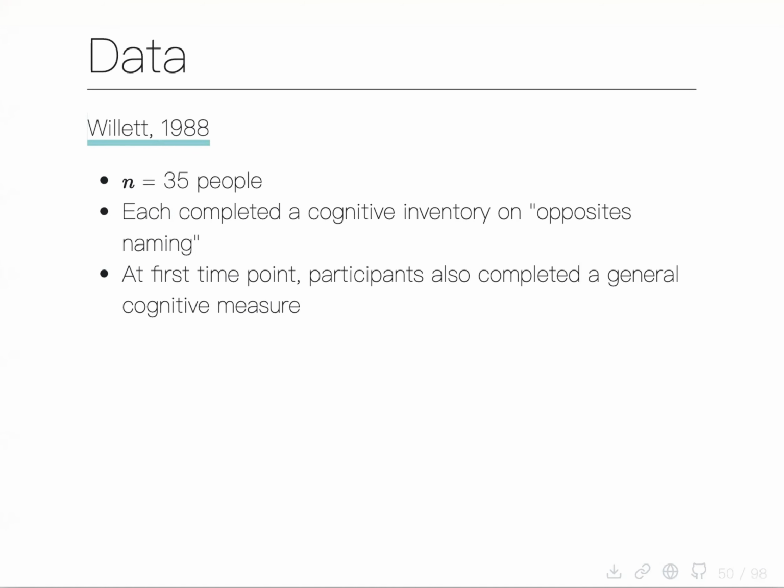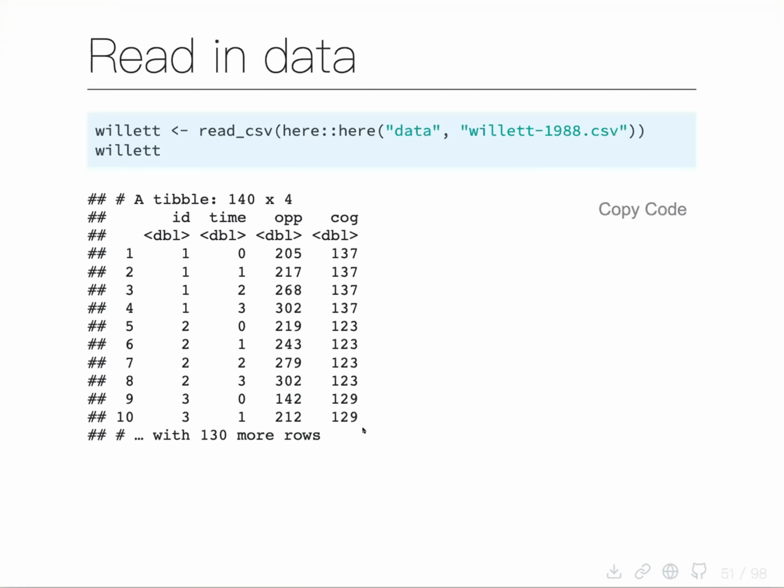Okay, so the data, we're going to work with this data from Willett from 1988. It's 35 people, and this is a link to the article. Each completed a cognitive inventory of opposites naming, and at the first time point, participants also completed a general cognitive measure. You can read in the data like this and go ahead and do that. Give me a thumbs up emoji once you've got that.